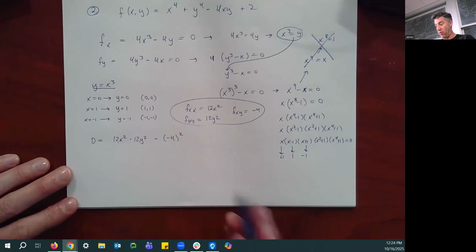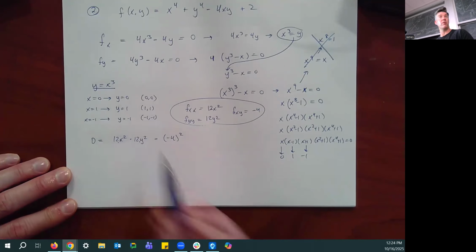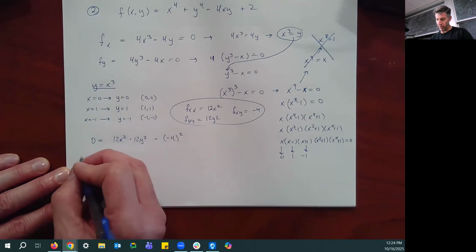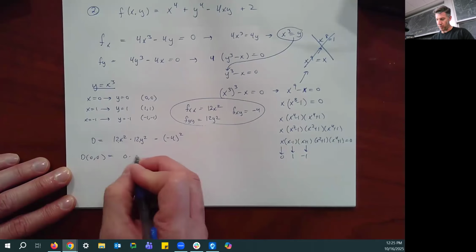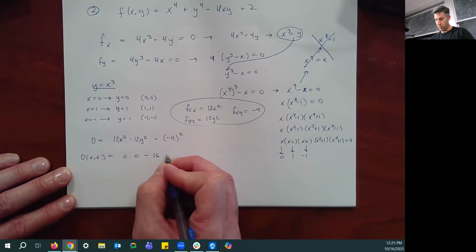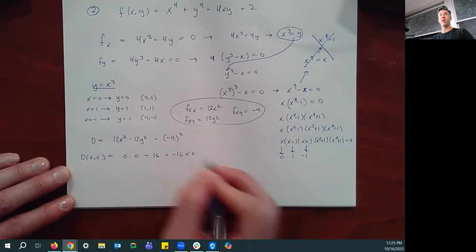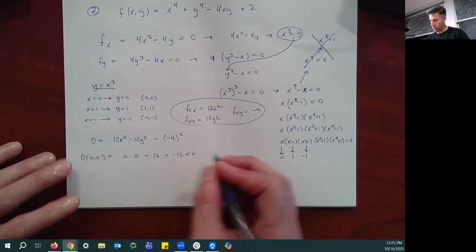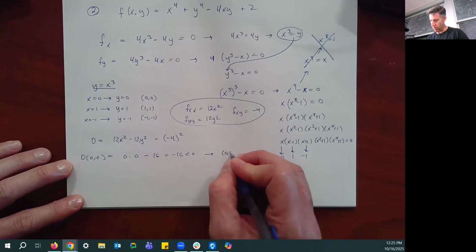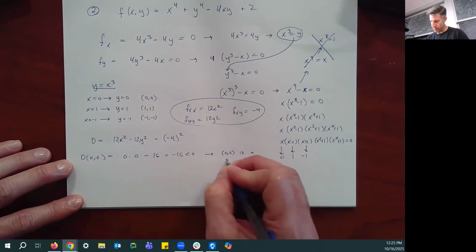All right, so now we're going to check each of our 3 critical points here. So first we're going to plug in 0, 0. When we plug in 0, 0, we're going to get 0 times 0 minus 16, which is negative. And when it's negative, what do we have? Saddle every time. So if your d is negative, saddle. So that means 0, 0 is a saddle.